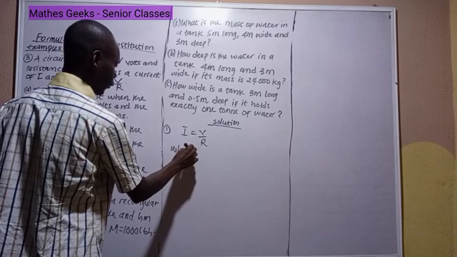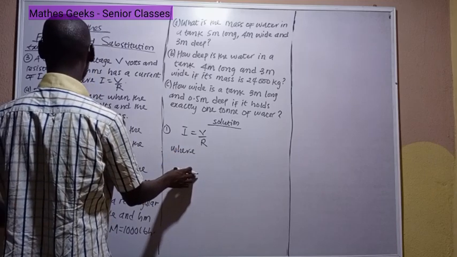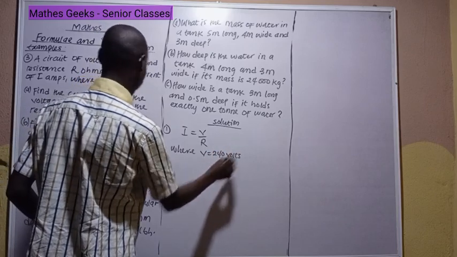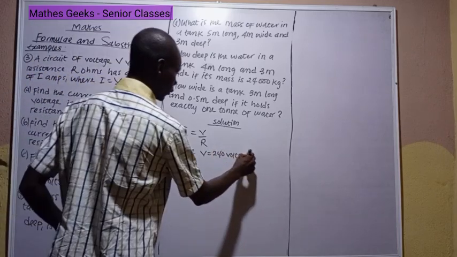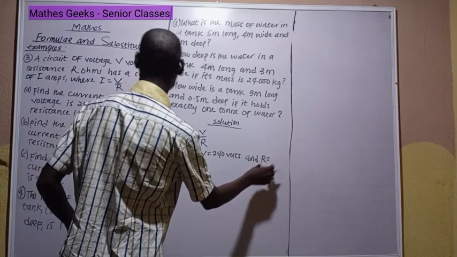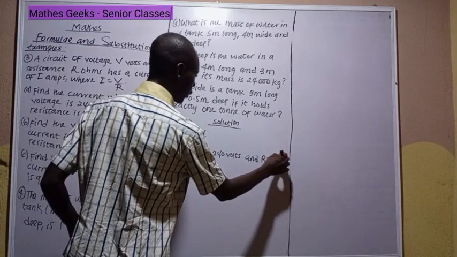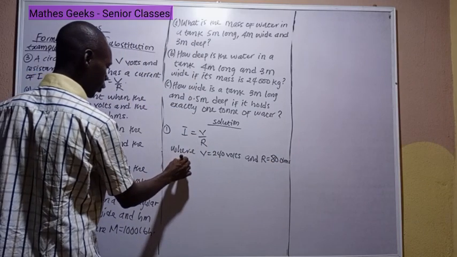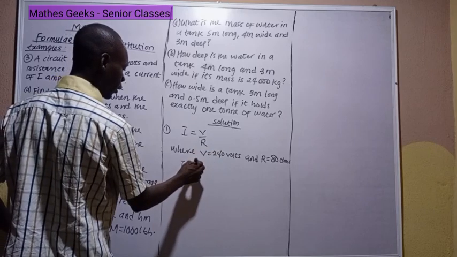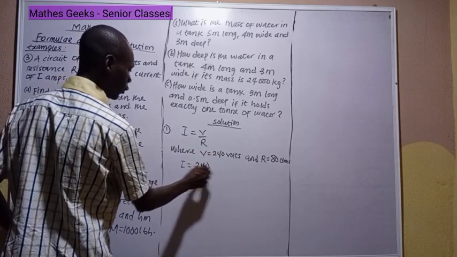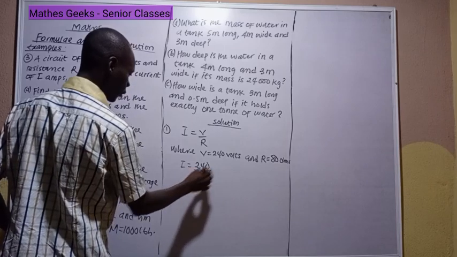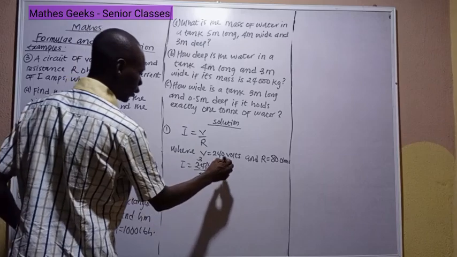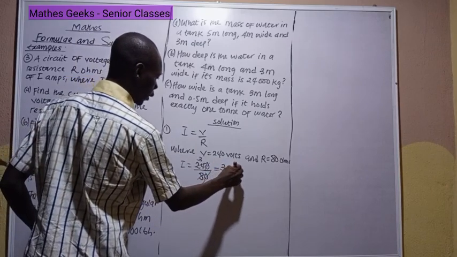So where V is 240 volts and R is equal to 80 ohms. If you substitute, I is equal to V over R, so 240 over 80. Cancel the 0s, 8 into 24 is 3. I is equal to 3.